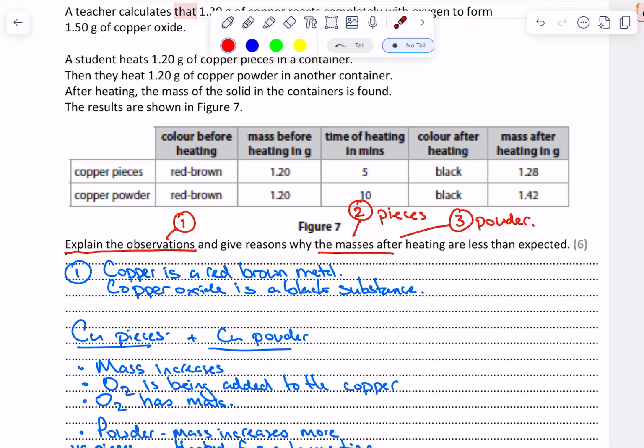The copper metal is a red-brown colour, that's why it's red-brown at the beginning. And at the end of the experiment, it's gone black after heating because that is copper oxide, and copper oxide is a black substance. So I've got 2 points there for the observations.